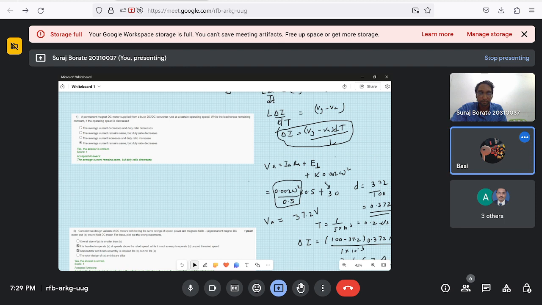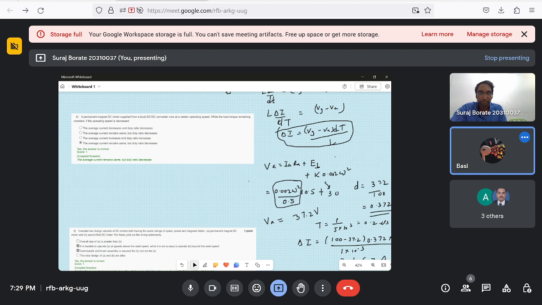Consider two design variants of DC motor. One is the permanent magnet DC motor and the other is the wound field DC motor. This we discussed last time also. It is very similar to the question that we discussed last time. So you know what happens in the wound field motor. Instead of the stator field being generated by the permanent magnets, it is now generated by coils. To fit the coils, you need bigger space. So this arrangement is bigger than the permanent magnet arrangement, simply because there are more components.